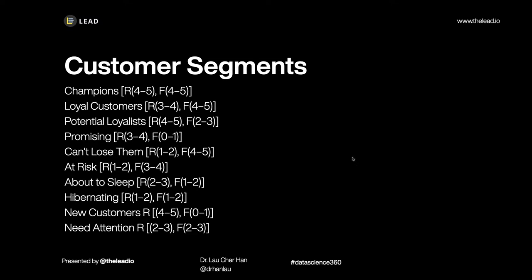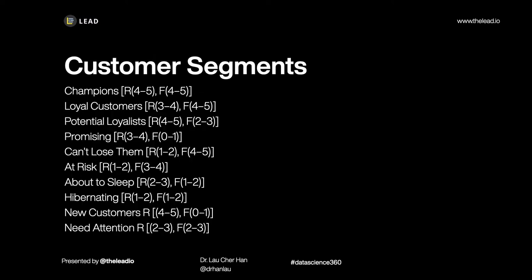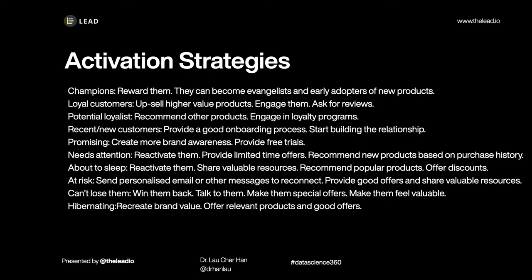And so you can see that we don't use all three, because different customers have different spending patterns. But this is based on their recency and their frequency. And so after we have segmented customers, we can use different activation strategies with them. For example, if they're champions, reward them because they can become evangelists and early adopters for your new products. And if they are your loyal customers, you can upsell higher value products. So you have to check between these two tables. And for hibernating, recreate brand value, offer relevant products and good offers.